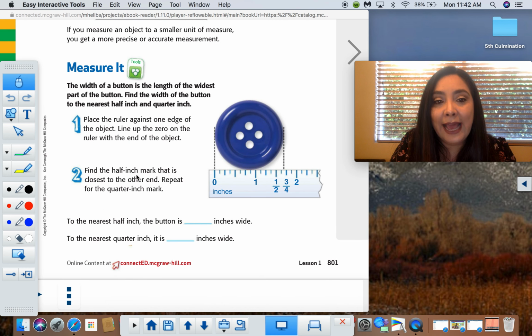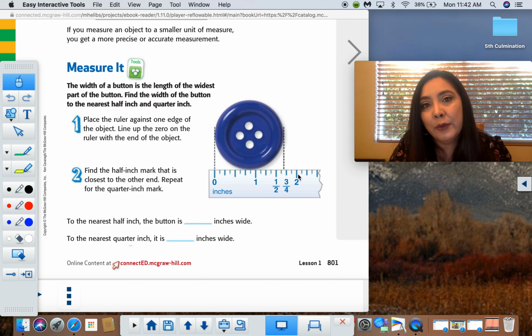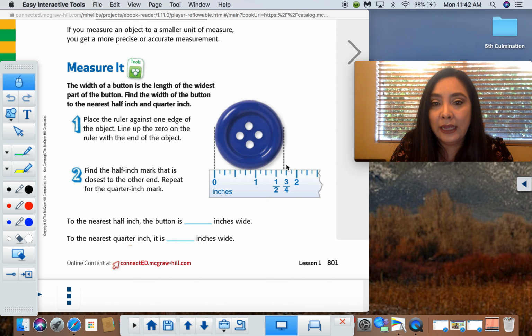So if we're going to find the half inch mark that is closest to the end of the button, we're going to start at the 0 section to measure, and then we're going to draw an imaginary line to the ruler on the right side of the button. If we look at the button here, we're looking in half inches. So as I showed you earlier, we have 1 inch, 1.5 inch, and then it goes to 2 inches. Now we need to decide where the button lies, which half inch mark it is closer to. Is it closer to 1.5 inches or is it closer to 2 inches? Here, this button is closer to 1.5 inches in length.